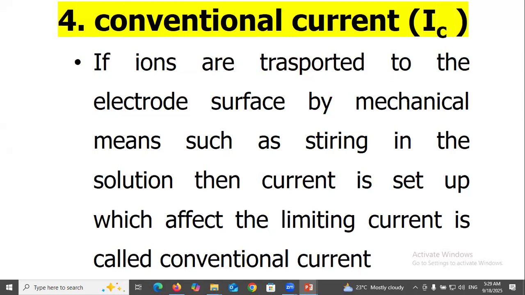Convection current. If the ions are transported to the electrode surface by mechanical means such as stirring the solution, then a current is set up which affects the limiting current. This is called convection current.